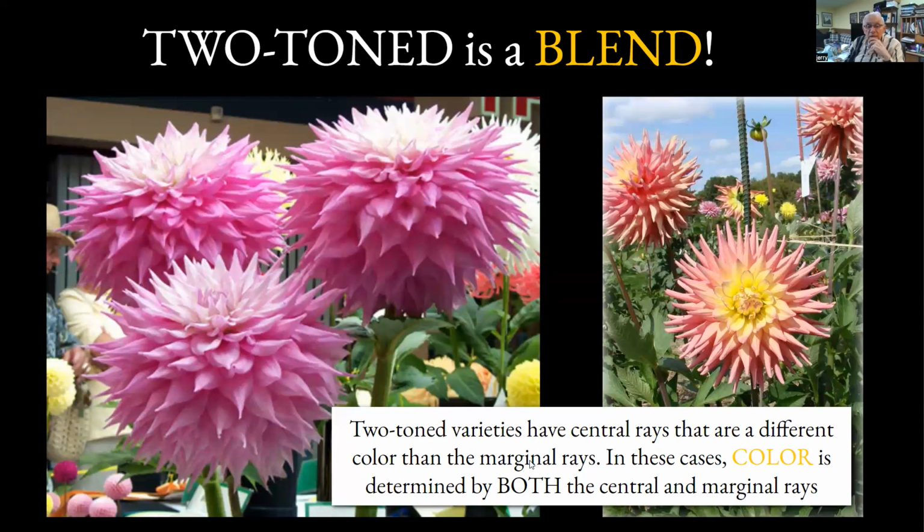Two-tone is a blend. You can see the two tones, and the one on the left here, it's white in the central floret area, and then a, I don't know, pink or something otherwise. And over here on the right, it's a yellow in the center, and then something else around as the ray florets move away from the center to the equator.